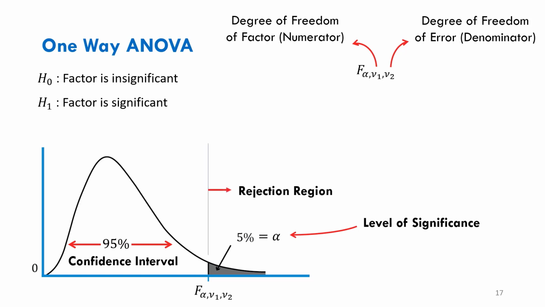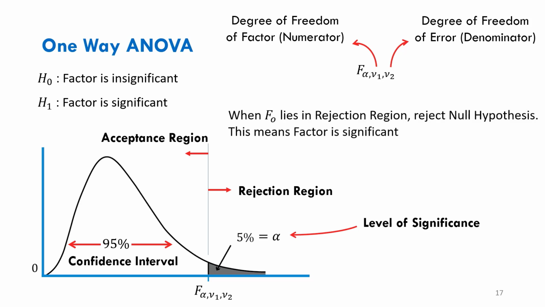So the upper tail has the shaded region, which is the rejection region, and the unshaded region is the acceptance region. So if our value of F lies in the rejection region, it means that the null hypothesis is wrong, and we can take the factor as significant.